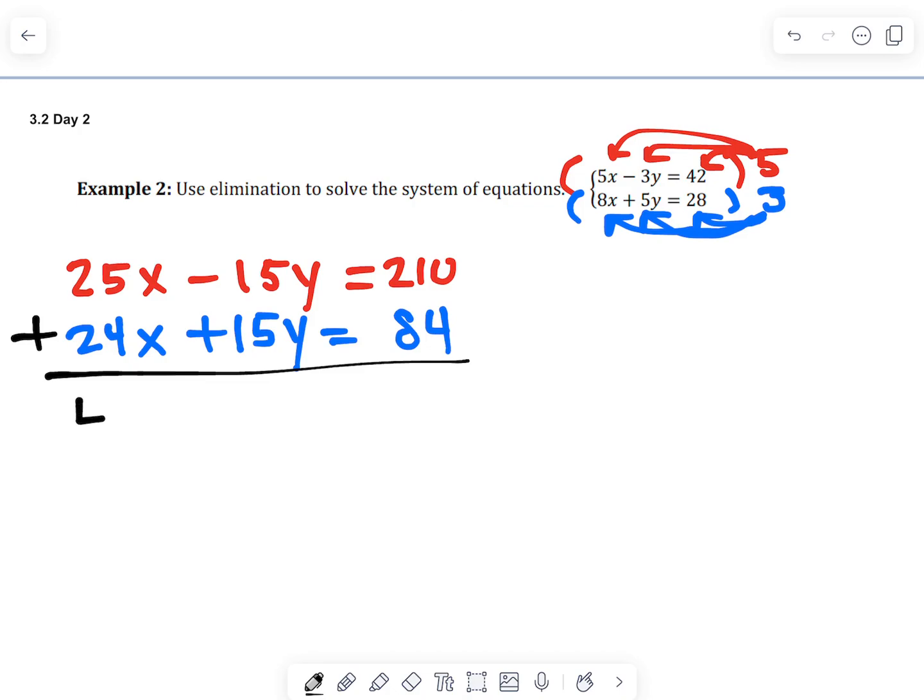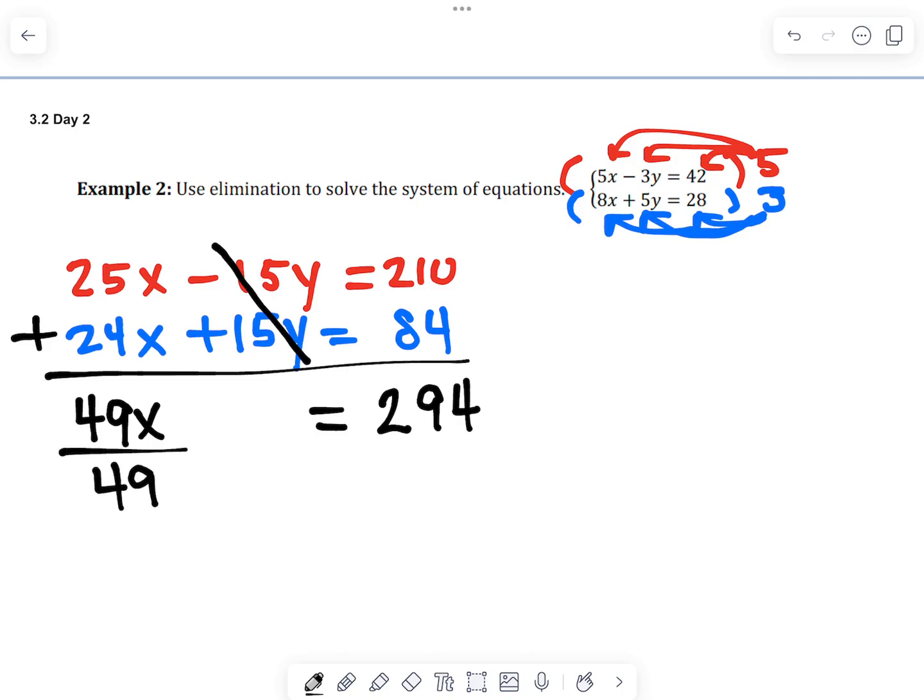So we get 49x, and then this is what we wanted to have happen. When we add a negative 15y and a positive 15y, it eliminates. And then we add 210 plus 84 is 294. So we've eliminated the y, we solve for x. So we divide both sides by 49, and x equals 6.